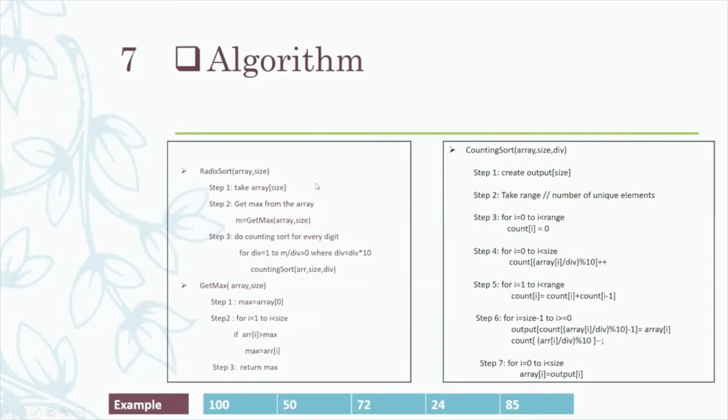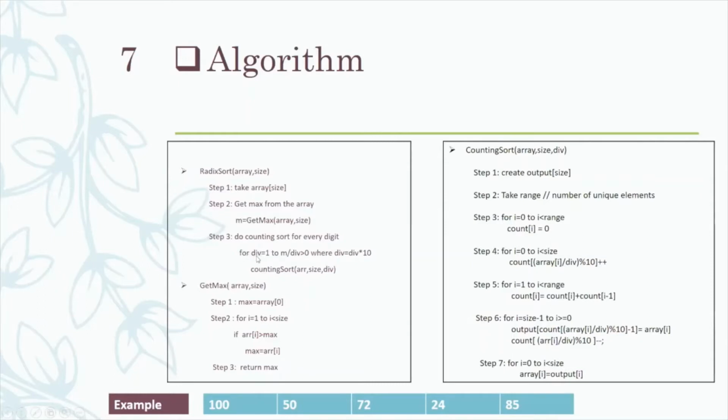It takes an array and its size. Then step 1, we take the array size. Then get the maximum number from the array with the getMax function. Here is the getMax function. We all already know the getMax function, so I will skip it. When we get the max, we assign it into M. Then step 3, do counting sort for every digit.